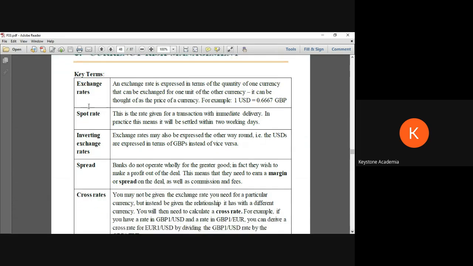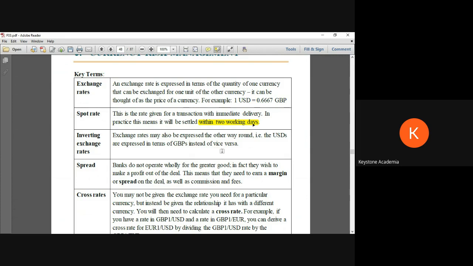Exchange rates. What are the exchange rates? It is expressed in terms of quantity of one currency compared to another currency. Like we have from UK pound to US dollars, which is the best example. We can do Indian rupee to pounds, same thing. Spot rate is the current rate, or we can say within 2 working days. Next is inverting exchange rate.